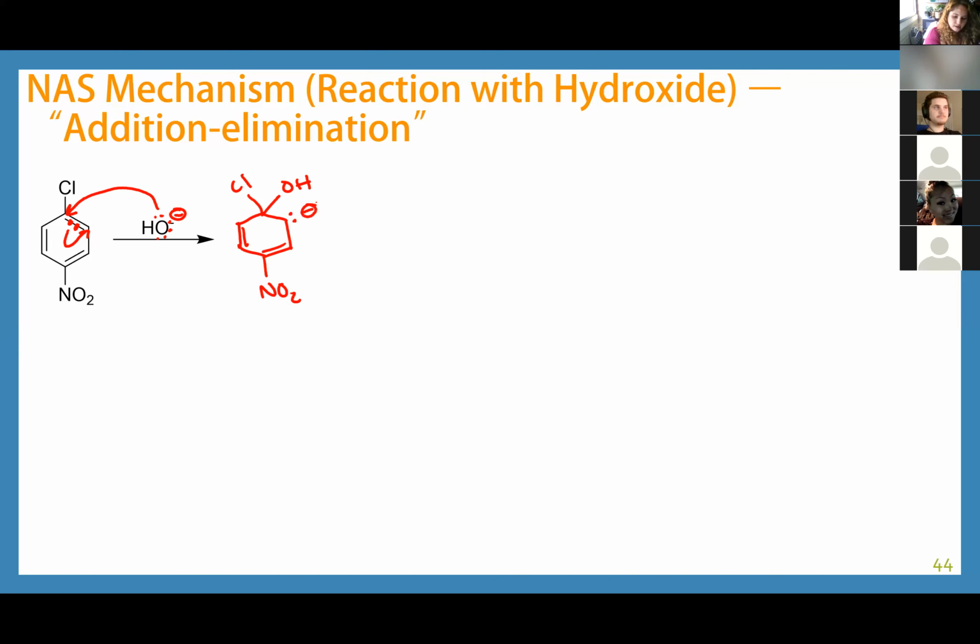So we have this intermediate, which has a fancy name. It's the Meisenheimer intermediate. The reason that this intermediate is important and has a special name is that the resonance forms are one of the ways that you can see why this reaction occurs. So you can push the electron density around the benzene ring, just like we saw with electrophilic aromatic substitution.